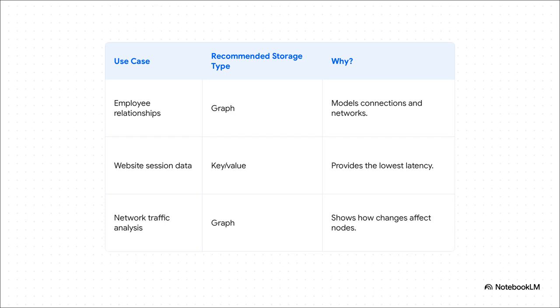If you're trying to map out relationships between employees in your company or analyze network traffic, a graph database is the perfect fit. But if you need to store shopping cart data and pull it back in the blink of an eye, a key value store is built for that exact low latency job. See? It's all about picking the right tool for the job.